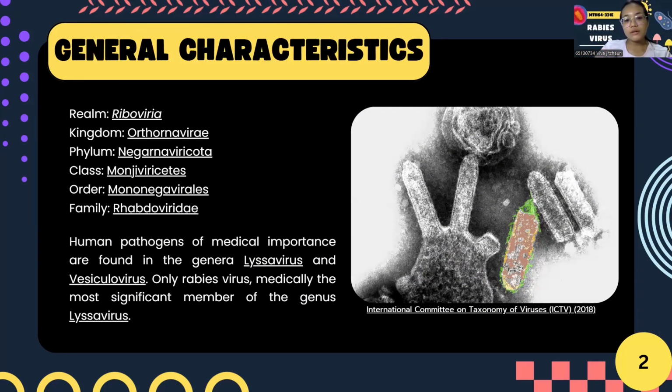The human pathogens of medical importance are found in the genera Lyssavirus and Vesiculovirus. Medically, the most significant member is the rabies virus in the genus Lyssavirus.